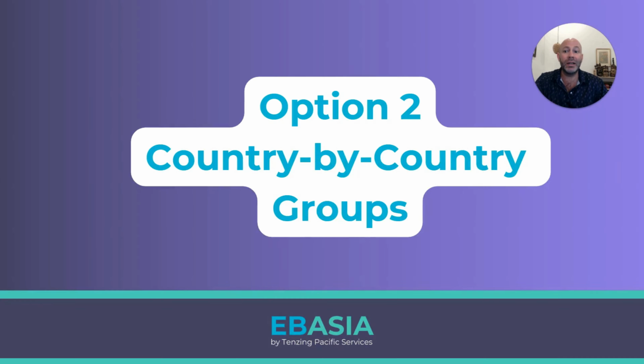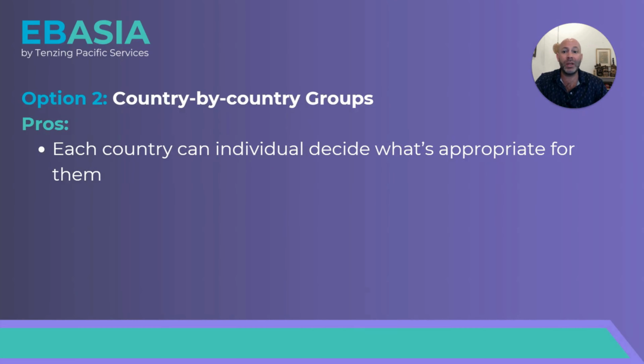The next option is country by country groups. So again, let's think about a company that had entities in Vietnam, in Cambodia, and in Thailand. Your next option would be to set up an individual contract in each country. That could be with an individual provider, it could be with the same provider, it could be with different providers. It could have different benefits, different start dates.